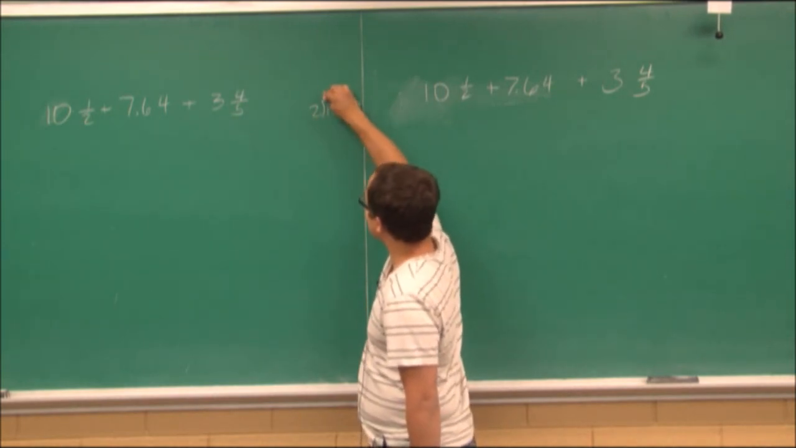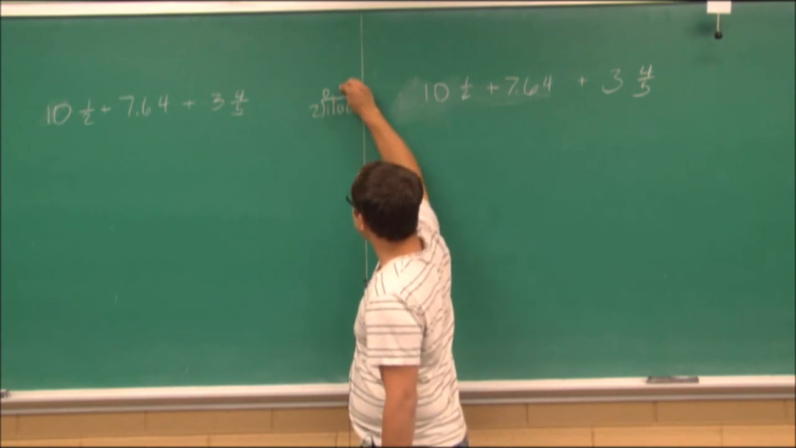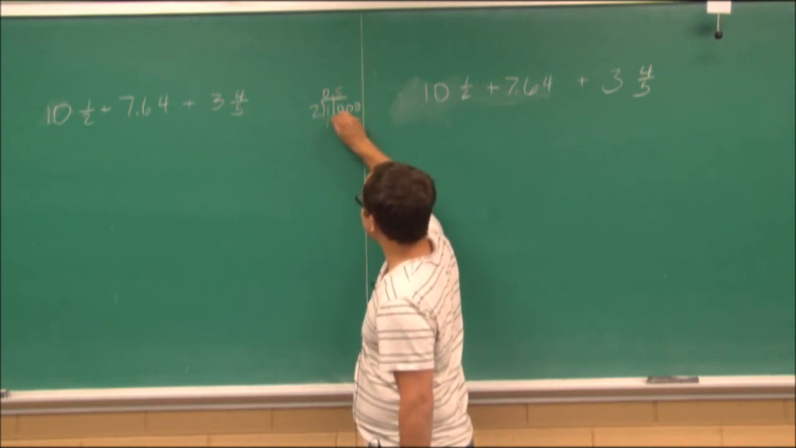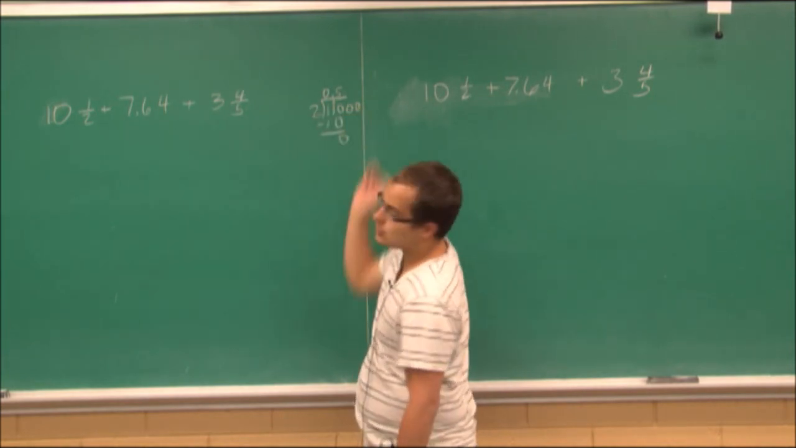Does 2 go into 1? No. Bring the decimal up. Does 2 go into 10? Yes, 5 times. 5 times 2 is 10. 10 minus 10 is 0. So the 1/2 is equivalent to 0.5.